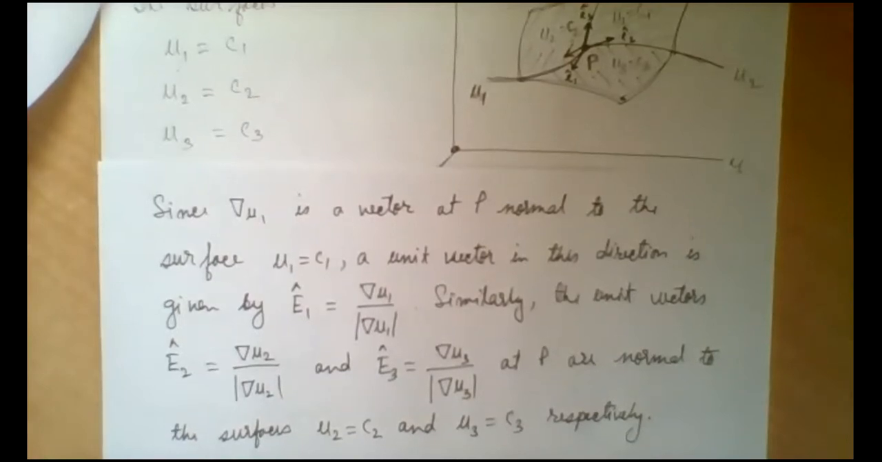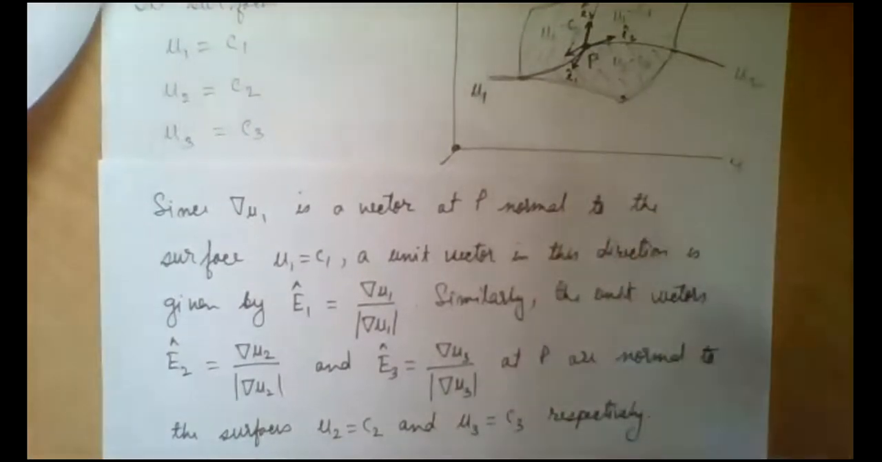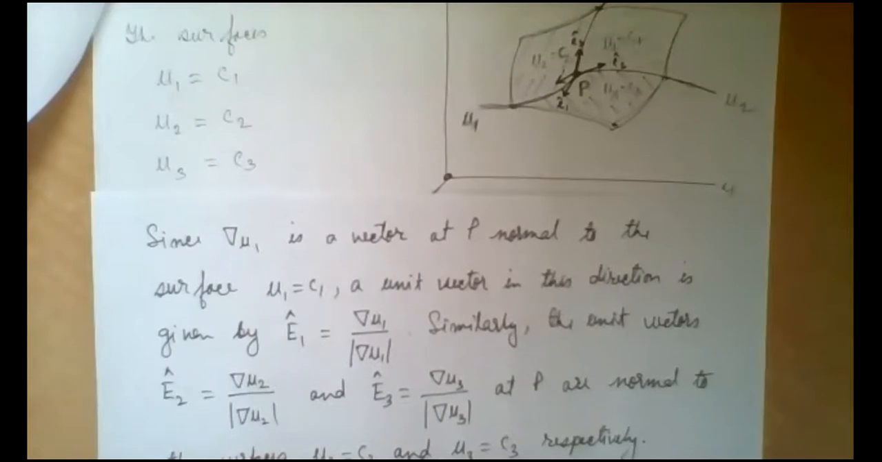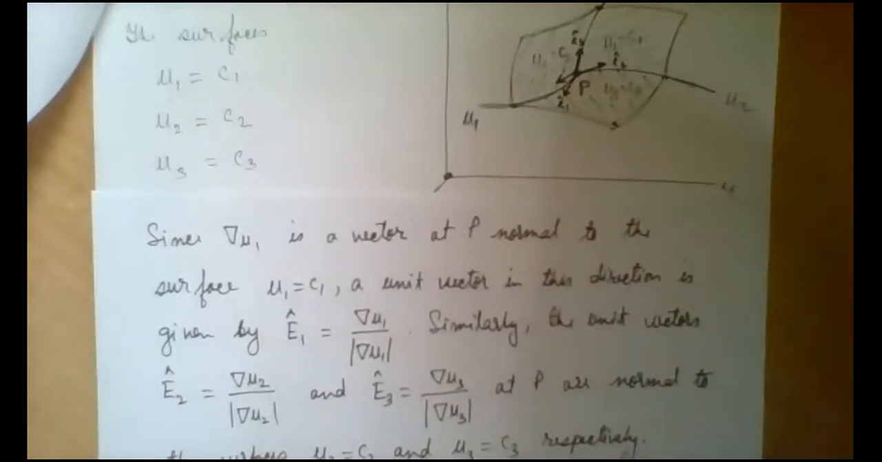Earlier, at the point P, we constructed 3 unit vectors. And how were these 3 unit vectors constructed? These 3 unit vectors were constructed by drawing tangents to the U1 curve, U2 curve, and U3 curve.